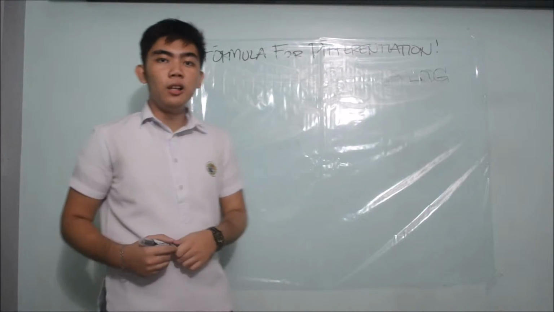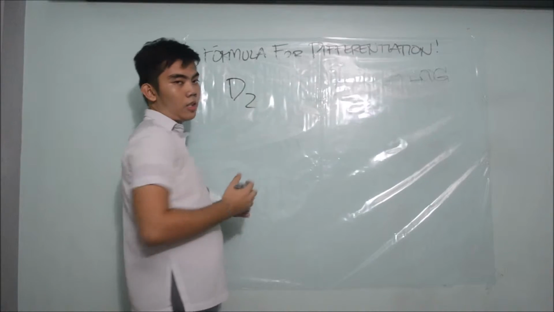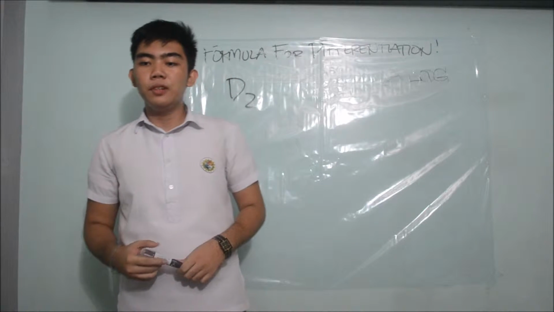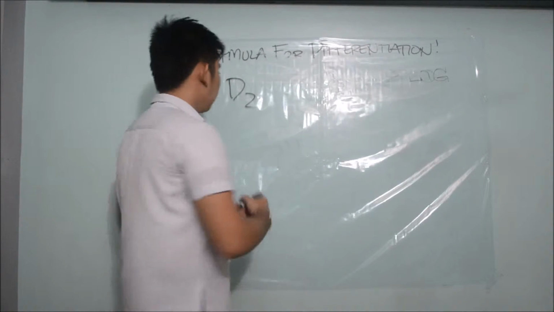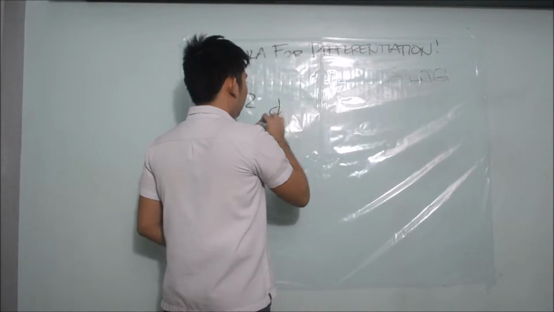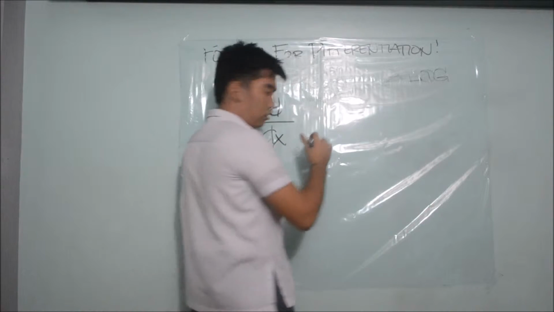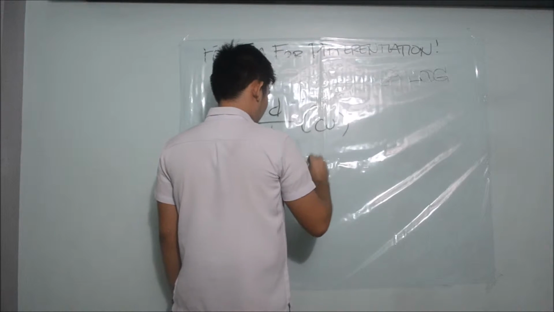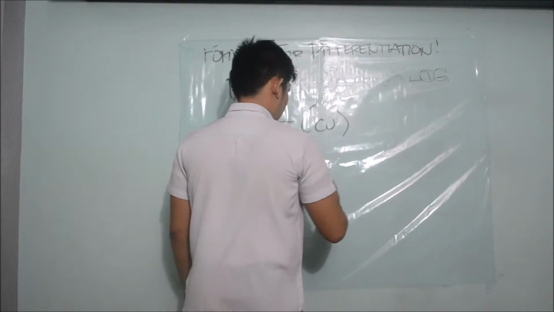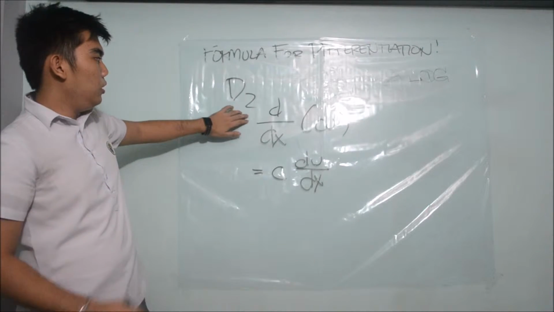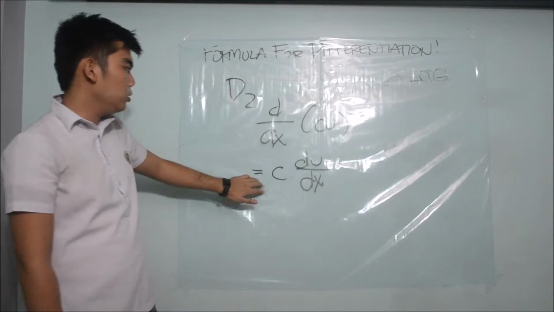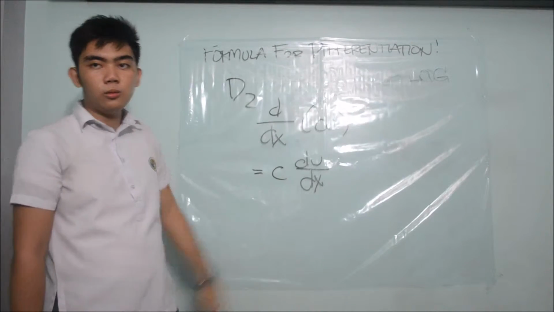Let's go to the second formula, or D2. D2, the derivative of the product of a constant and a function is equal to the product of the constant and the derivative of the function. The formula is d over dx times the quantity cu is equal to c times the derivative of u.